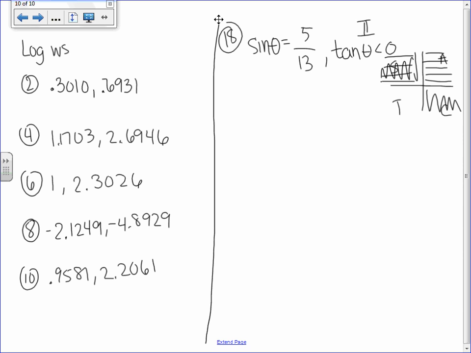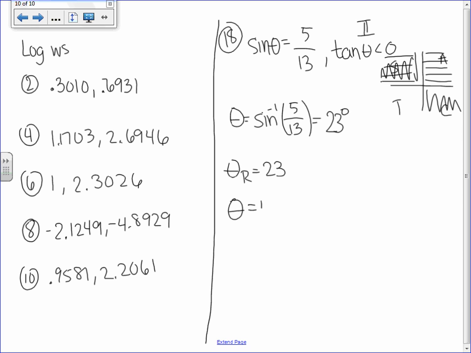So we go ahead and find our inverse tangent of both sides. So theta is equal to the inverse sine. Sorry, I think I said tangent. Theta is equal to the inverse sine of 5 over 13, which gives you 23 degrees. But 23 is in quadrant 1, and I want to be in quadrant 2, so 23 is going to serve as my reference angle. So to find my actual theta, I'm going to do 180 minus 23 because I'm in quadrant 2, and that will give me 157 degrees. Hopefully we're starting to get pretty good at these.